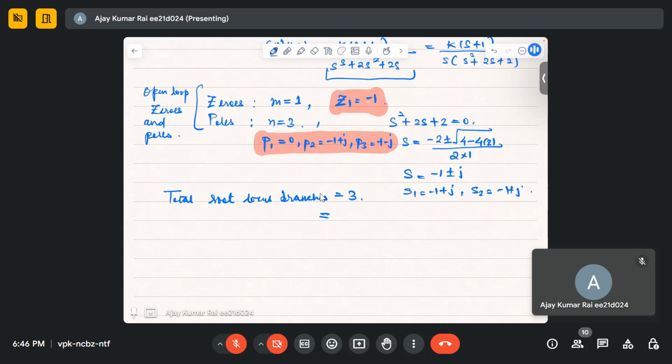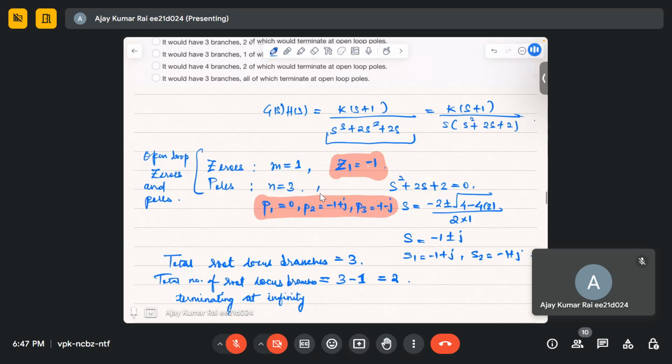So how do we know? That will be n minus m. Okay, it will be 3 minus 1. Okay, so total number of root locus branches terminating at infinity will be equal to two branches. Okay, so that's already covered in the lectures.